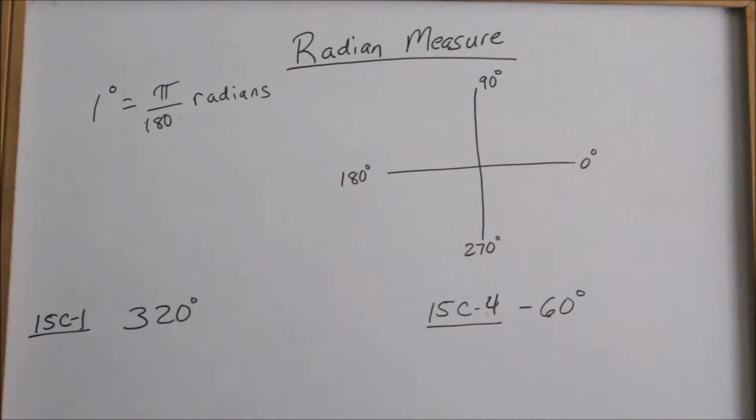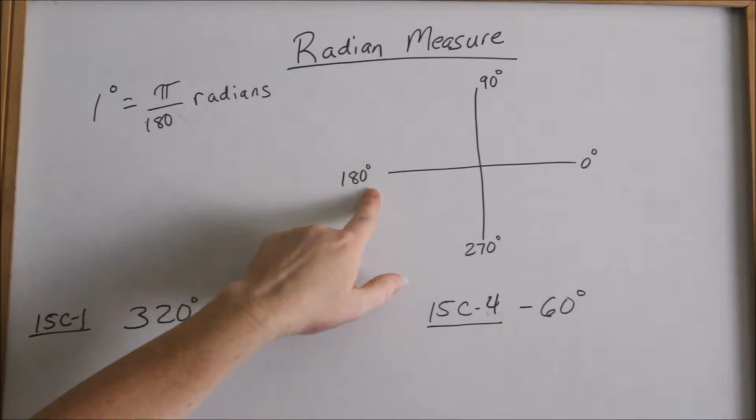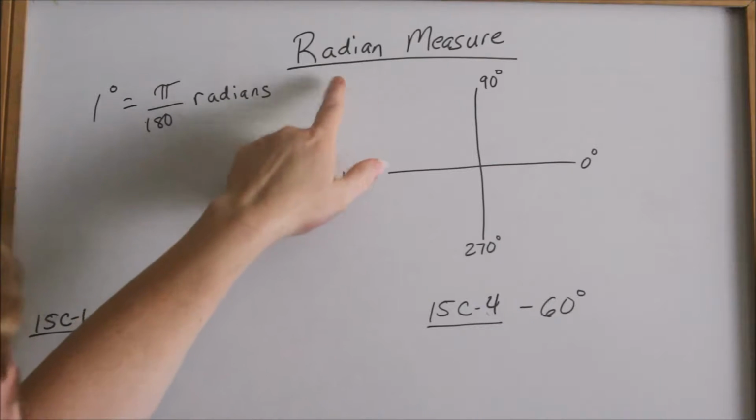Alright, we're going to be doing radian measure. Radian is another unit for measuring angles, just like degrees. Just as we can measure a distance in feet, inches, centimeters, or meters, there are different units to measure a distance. The same is true with measuring angles. We can measure them in degrees, or in what's called radians.